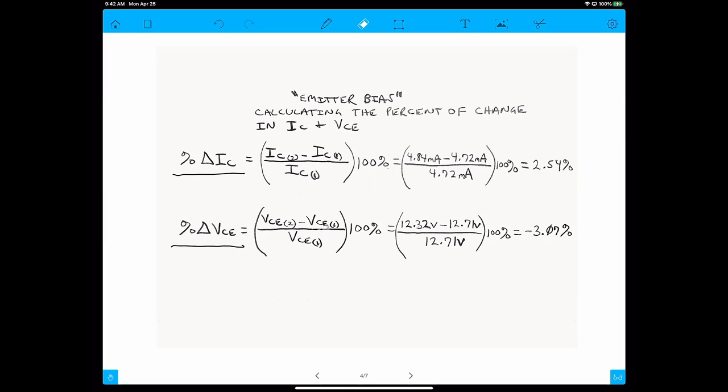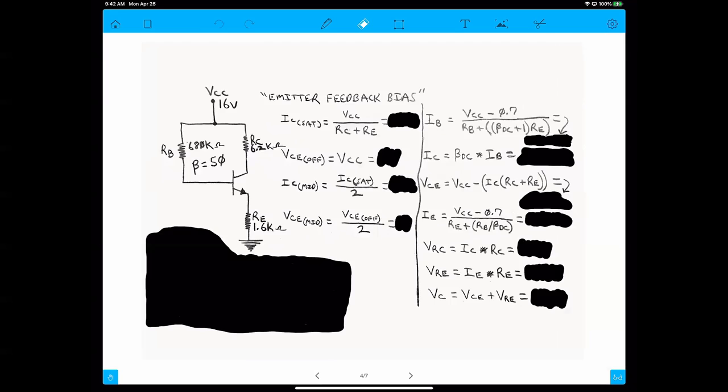Okay, so this is the emitter bias. So the last one we're gonna look at for today is the emitter feedback bias. It's a little bit different configuration. We do not have a negative VEE in this case, but we do have our RC, RE, and our base resistance. As you can see, our base is feeding right back into our VCC.